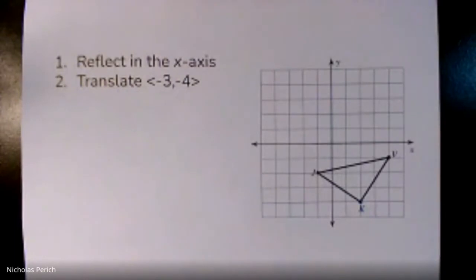Composition of transformations. Composition of transformations means I'm going to transform once and then transform again. So in other words, I'd be a robot turning into a car, turning into a person. I'm just kidding. I'd not be a robot. I'm a man. My first job is to reflect this in the x-axis.